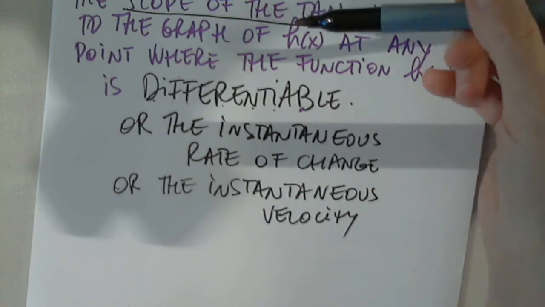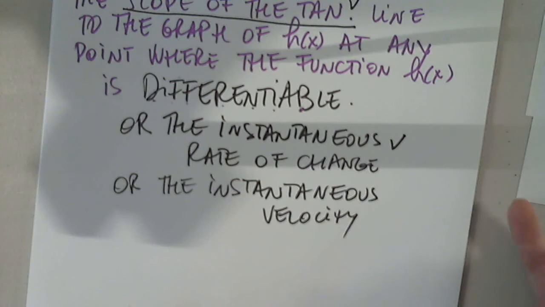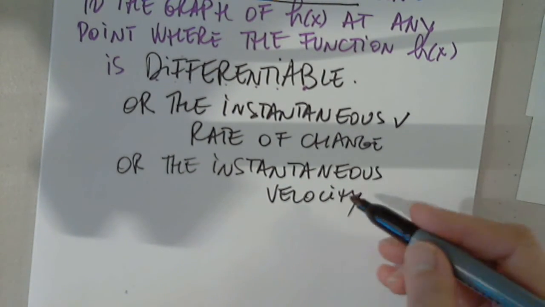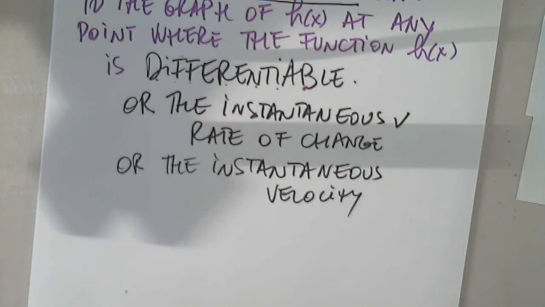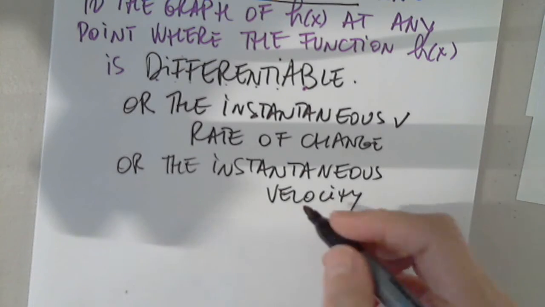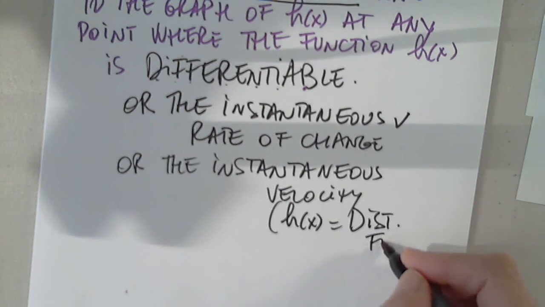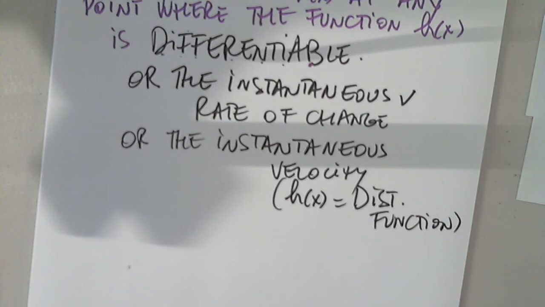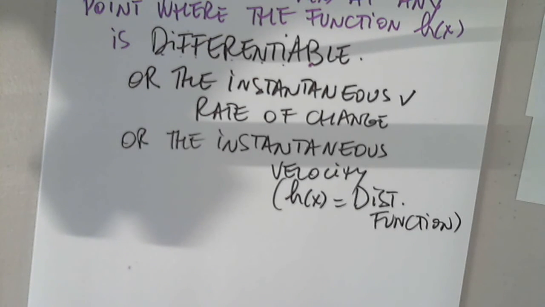So the rate of change or the slope of the tangent mean exactly the same thing. And the instantaneous velocity makes sense only if the original function is the distance. So I can put in parentheses if h of x is the distance function. If it is the distance function, we can talk about the slope of the tangent, but at the same time we can talk about the instantaneous velocity.